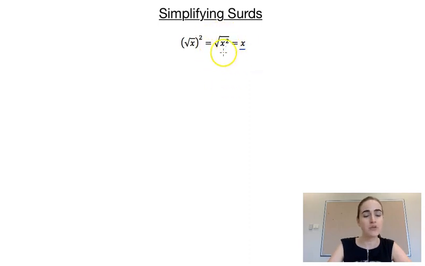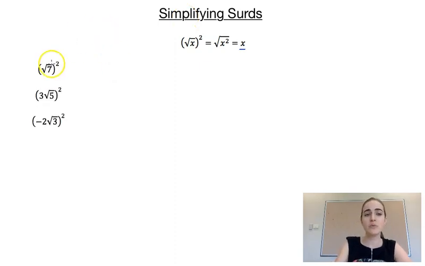If we have a number squared and then we take the square root, because they're opposite or inverse operations, we just end up with that number. So let's have a look at some examples of that. We have three examples here. The first one, we've got the square root of 7 squared, and that is just going to give us 7. So instead of our x, we've got a 7 for this one.